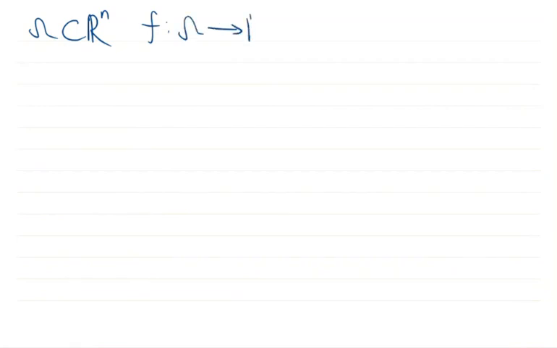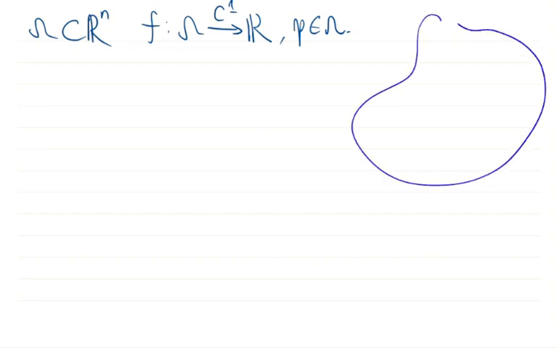Now we consider surface. If omega is an open subset in Rn, and f is a C1 function defined over omega, and p is a point in omega. So this is omega, and p is a point in omega.